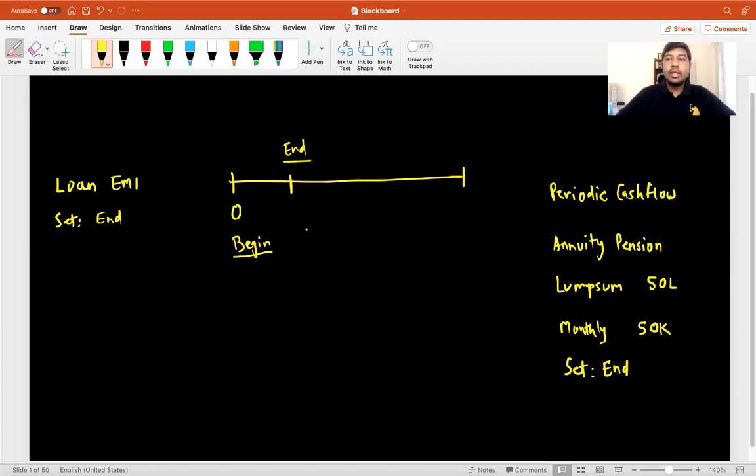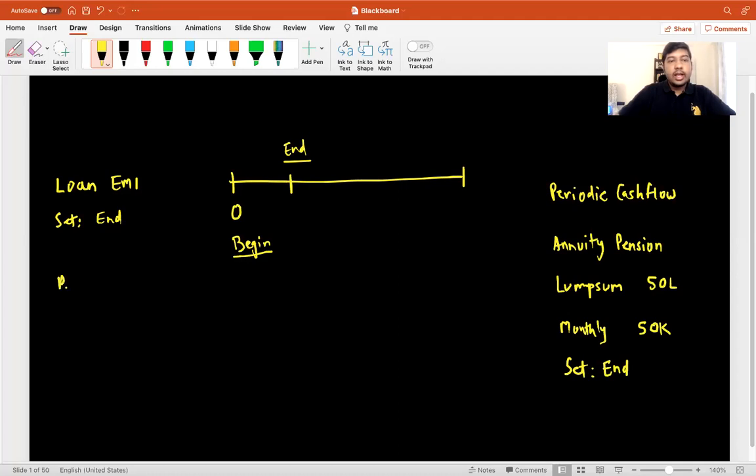So because that is a periodic cash flow, of course, it's a loan EMI payment, which is recurring. And since it is recurring, you need to see what is the frequency of the recurring, in the sense, when is it happening? Is it starting today or is it starting at a later point of time? If it is starting today, then it is set begin. If it is starting later, then it is set end.